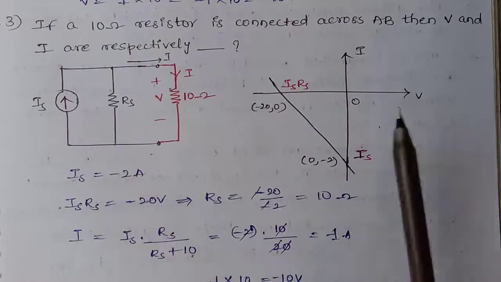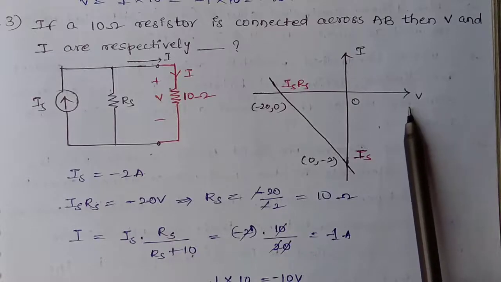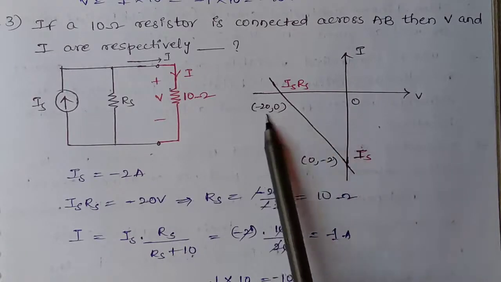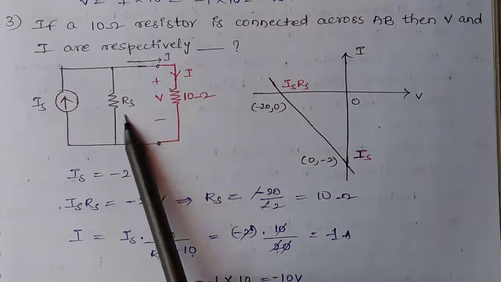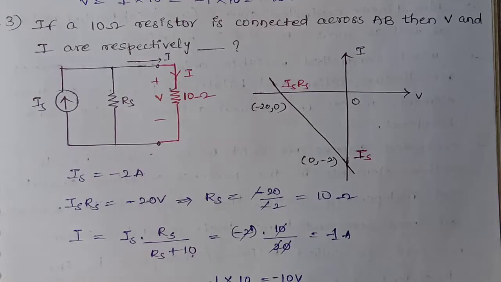And what is the voltage value from this graph? That is minus 20 volts. Take that minus 20 volts, and we need to find this resistance value. Resistance means voltage divided by current. So the voltage value is minus 20 and the current value is minus 2 amperes. The resistance will become minus 20 divided by minus 2, that will become 10 ohms.